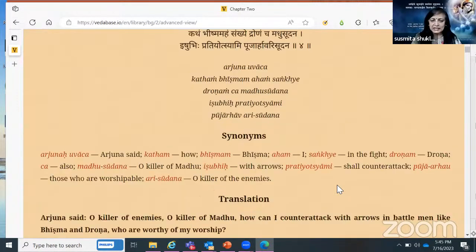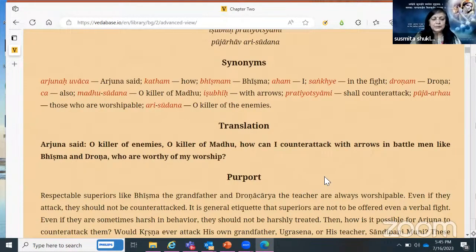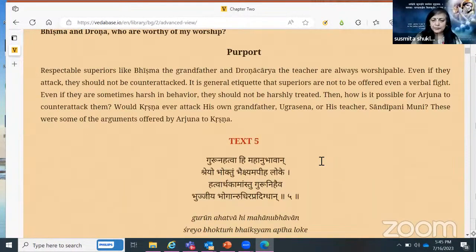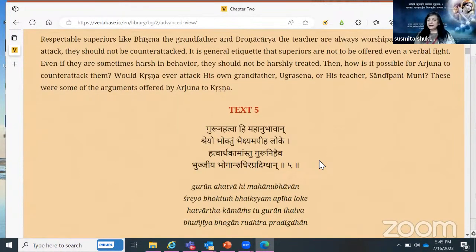So let's read the translation. Arjun said, O killer of enemies, O killer of Madhu, how can I counterattack with arrows in the battle men like Bhishma and Drona, who are worthy of my worship. And Arjun is forgetting that Krishna has killed Kansa, who was his maternal uncle. But for Ugrasena and Sandipani, he has not done like that. It was not deserved. That's why he didn't do it. Right. Now text 5.